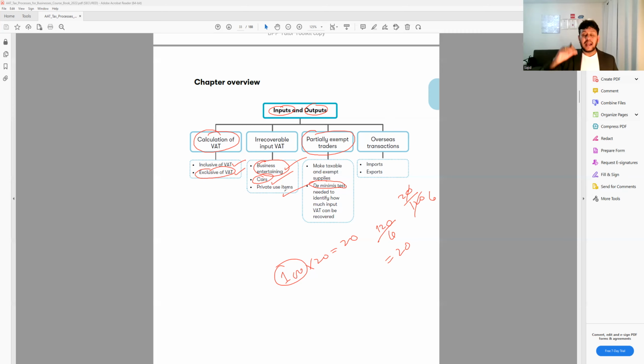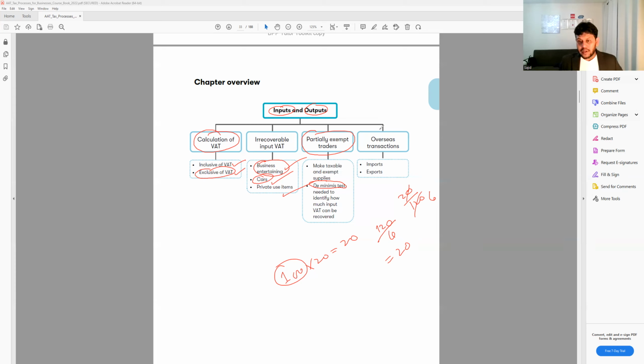Because for this one, for example, the heating, let's say £1,000, we have a heating or electricity bill, and I don't know whether I should allocate it to the taxable or to the exempt, because I sell both products or both services. What shall I do? In that case, we're going to use the de minimis test to identify it. And after that, we will see whether I can recover all the input VAT or not.